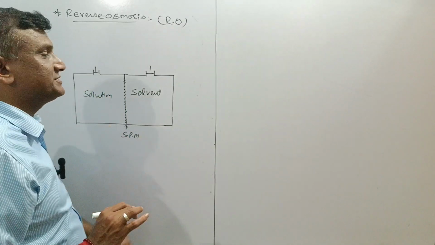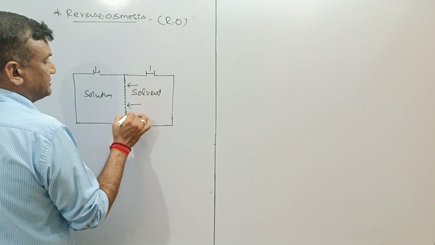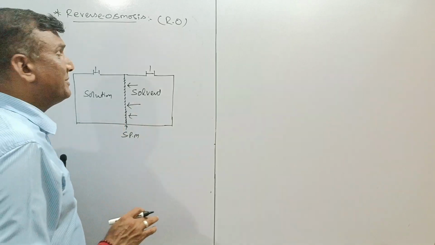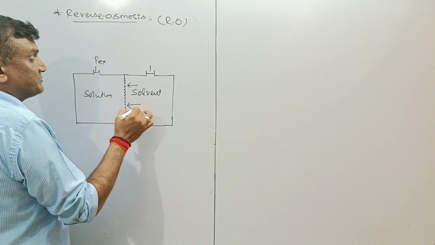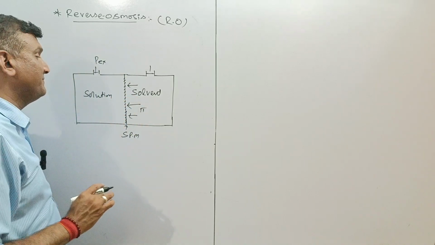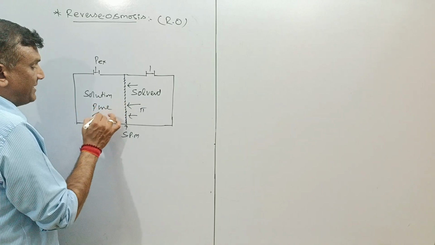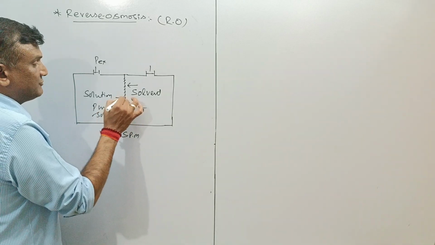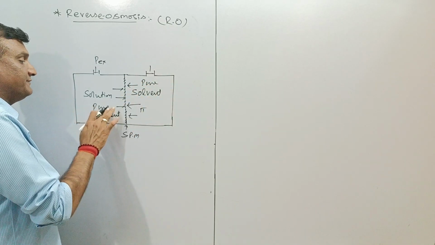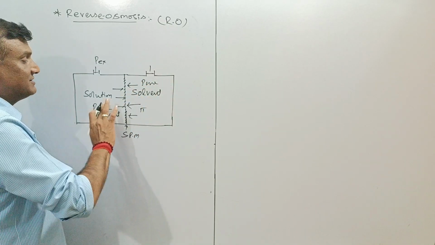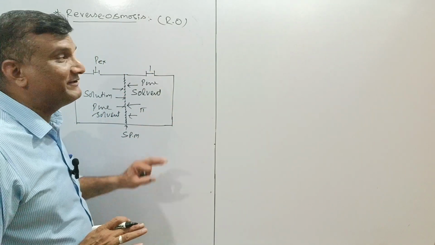Generally, if we go with osmosis, then it will be movement of the solvent particles from the pure solvent to solution through the SPM. But if we apply an external pressure P external which is larger than the osmotic pressure, then what will happen? It will be movement of only pure solvent particles from the solution to pure solvent. This is the pure solvent. That kind of process is called reverse osmosis.